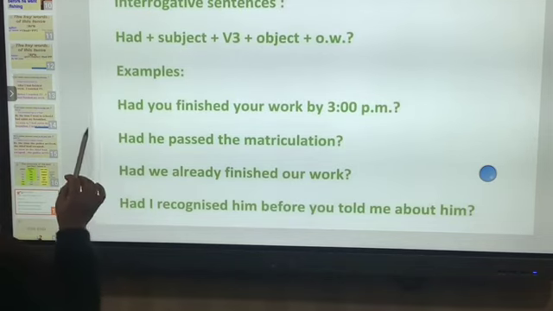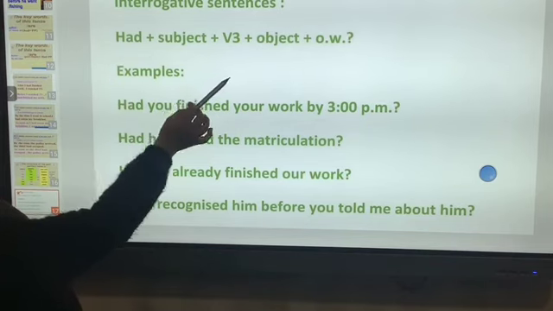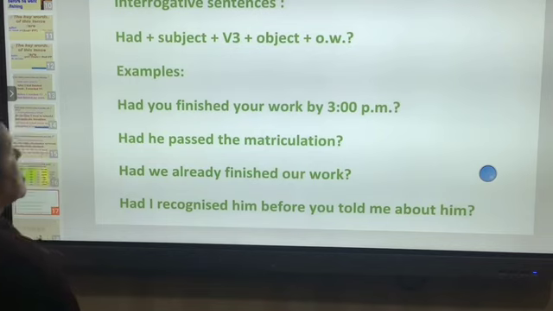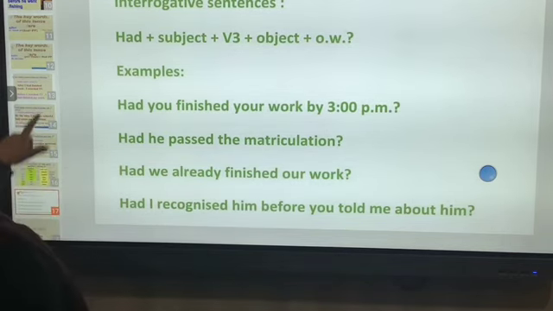Interrogative sentences should be written with had before the subject, after that subject plus V3 plus object plus other words. Example, had you finished your work by 3 p.m.